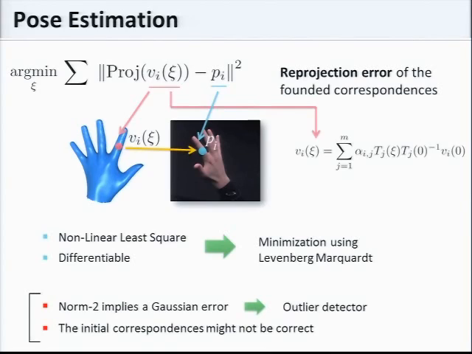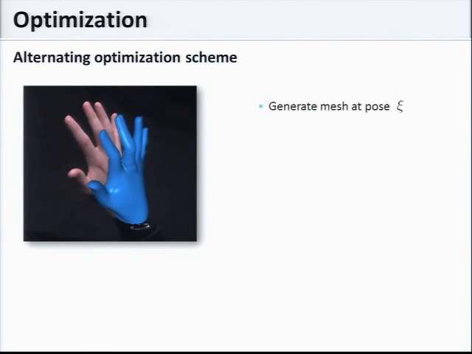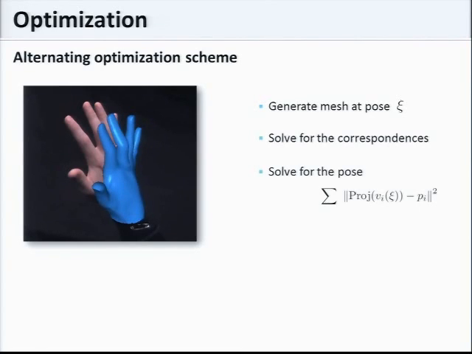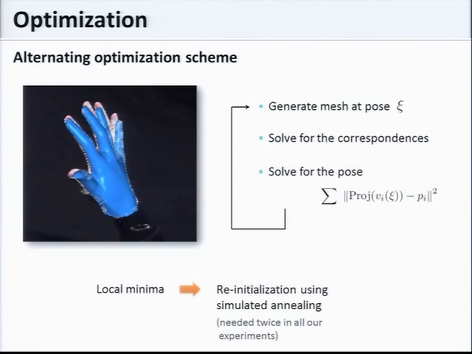The second main problem is that the initial correspondences might not be correct. Therefore, we solve for an alternating minimization scheme. Given the image and the best estimate we have for the pose, the initial pose estimate, we first solve for the correspondences given this pose, and then we solve for the pose while keeping the correspondences fixed, and then we iterate until convergence. If this gets stuck in a local minimum, we initialize the entire process using simulated annealing and then rerun the entire iteration.